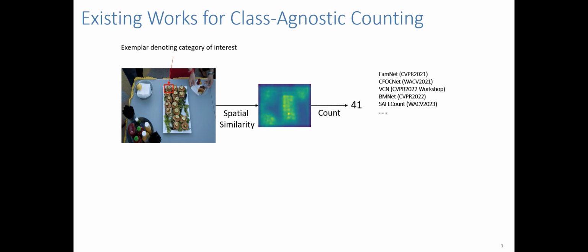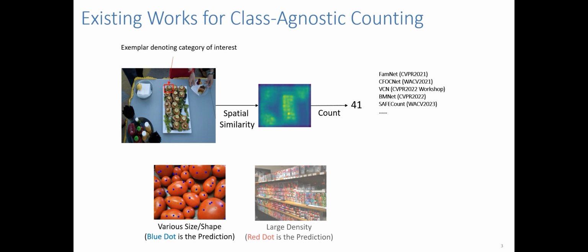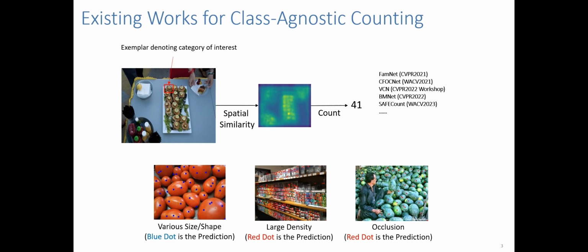Class-agnostic methods offer a promising avenue for counting diverse objects in the wild. These methods enable users to specify an exemplar for the category of interest, utilizing spatial similarity for density estimation. However, they grapple with challenges stemming from imprecise similarity metrics affected by various factors such as object size, shape, and color variations, along with large density and object occlusion, leading to a number of inevitable errors.